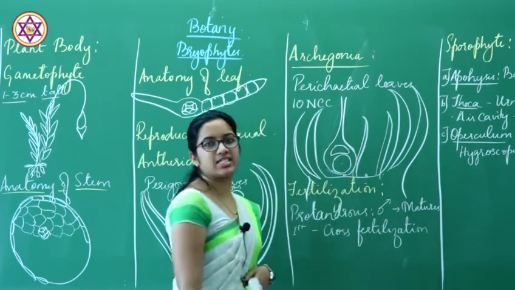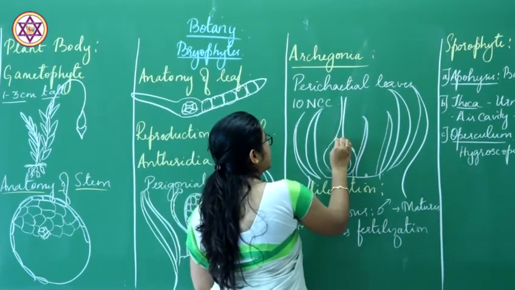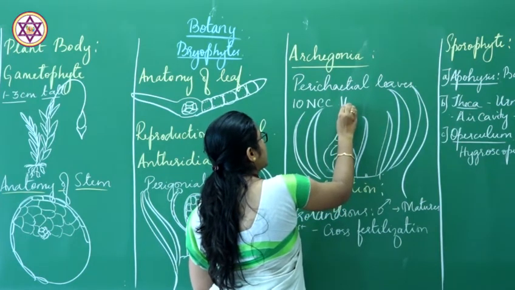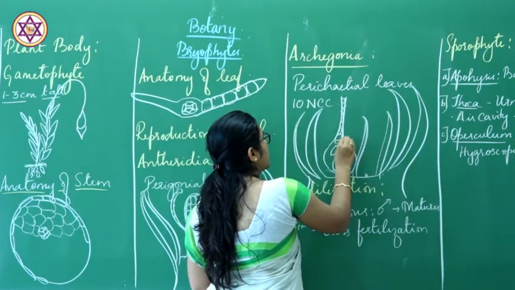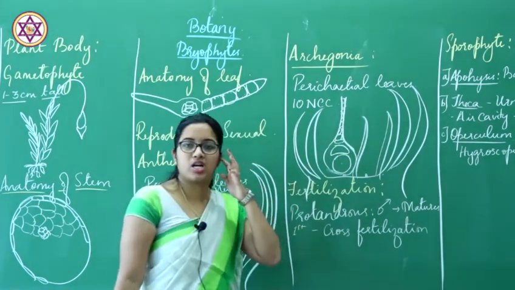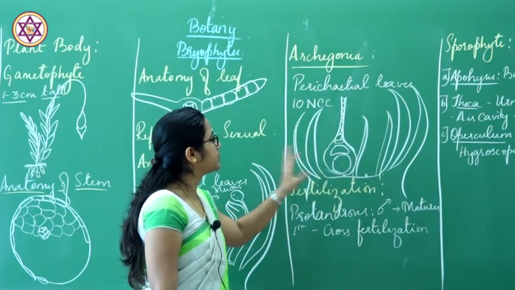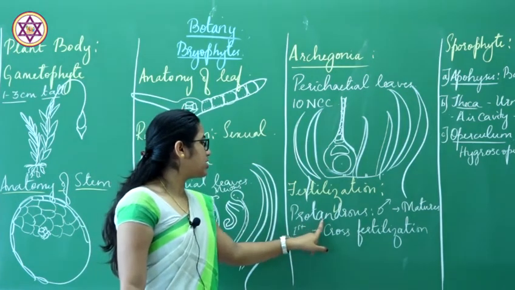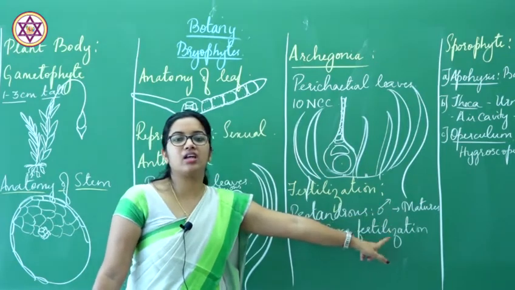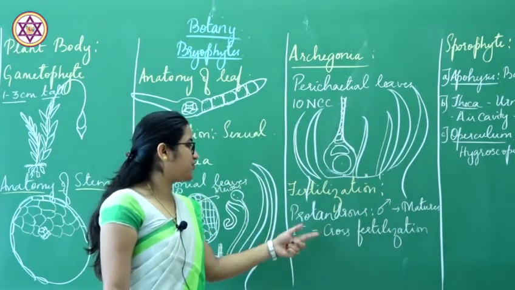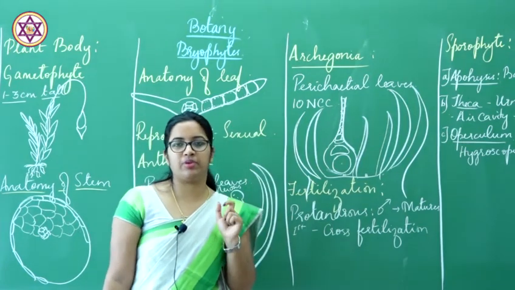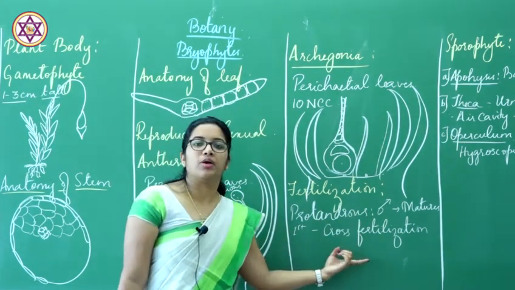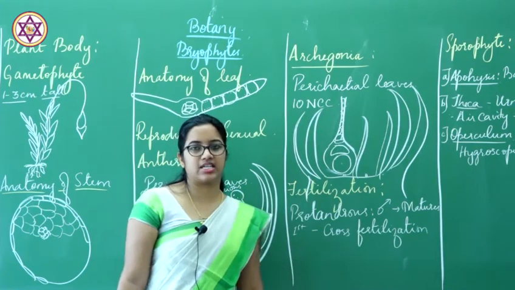a venter canal cell. Here you have 10 neck canal cells present, which are going to help in the production of the secretion. Then, in the case of fertilization, as I said earlier, they are protandrous. What happens? The male reproductive structure matures first, and then the archegonium, the female reproductive structure, matures. So when they are maturing later, that's the reason cross fertilization occurs.